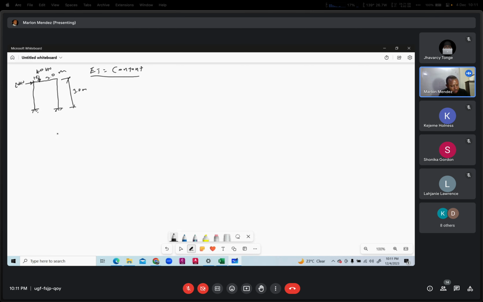So let's start. Problem one, we're trying to find first the no-sway problem. So for the no sway, there are some things that I need to establish. These equations may not necessarily be given, but the whole concept is this.